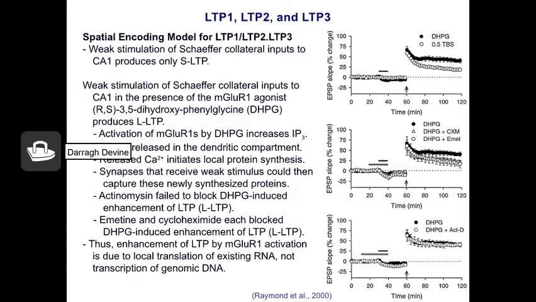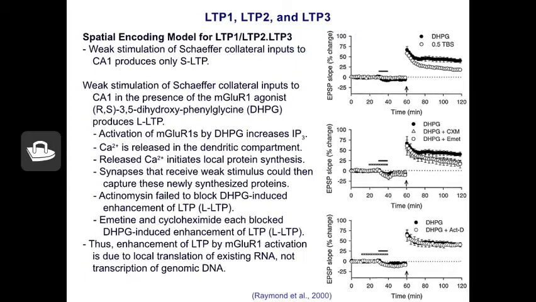Now, did you notice in the last slide that Raymond and Redman invoked the activity of mGluR1 receptors in their explanation of the effects of LTP2, and even proposed that these receptors induced local protein synthesis? Did you think I was just sneaking those claims in there on the sly? Well, no. There's actually good reason to agree with these hypotheses.